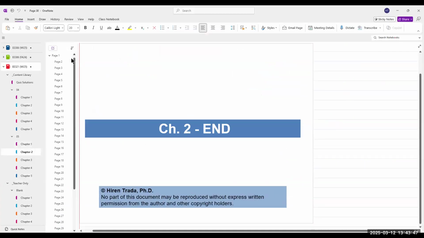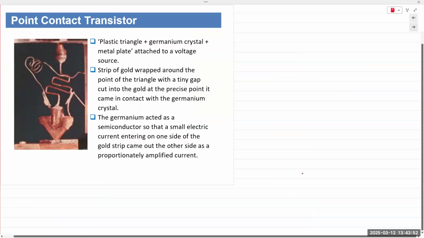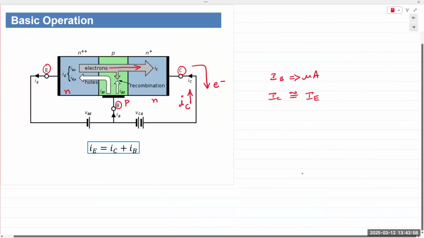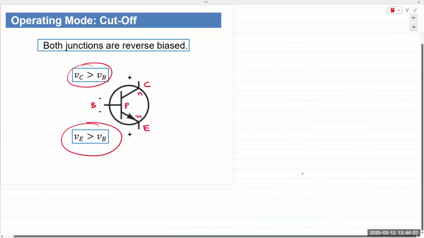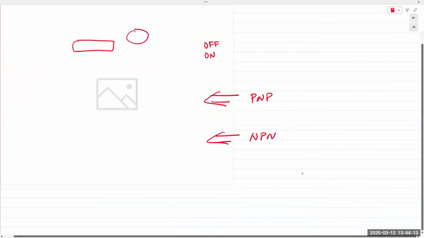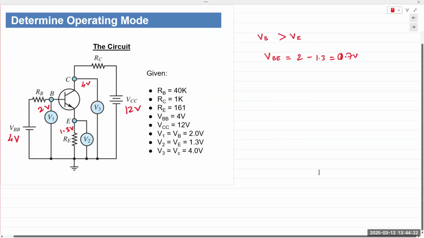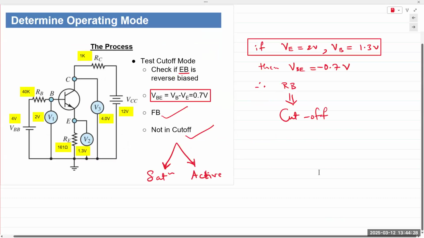Chapter 2 was BJT. Again, from the chapter, it's device physics, fundamentals, concepts, short answer questions. And then the fundamental equations that govern the BJT. Operating modes: cutoff, saturation, and active, and determination of the operating mode. We did a couple of examples regarding that. To determine the operating mode, look at the voltages, base-emitter voltage, and then look at VCE.